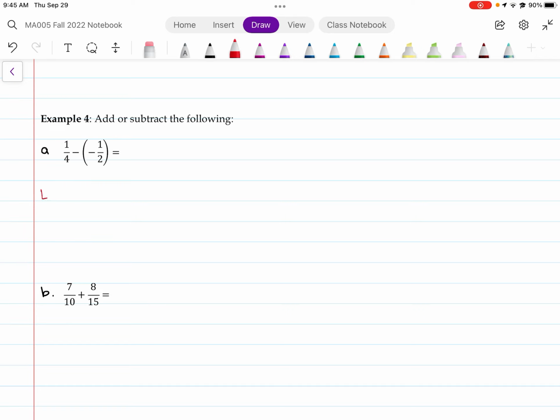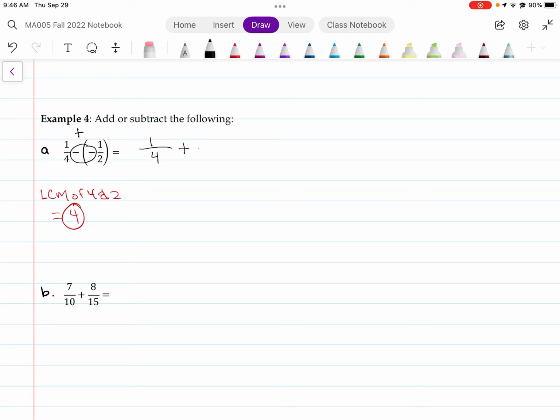So first we have to find the least common multiple of 4 and 2, and that is 4, right? So 2 times 2 is 4, so that's pretty simple. So we want them to be 4. So do I have to change the first number? It's 1/4. I don't have to change it, so I'm just going to have 1/4. All right, now minus a negative is just going to turn to a plus.